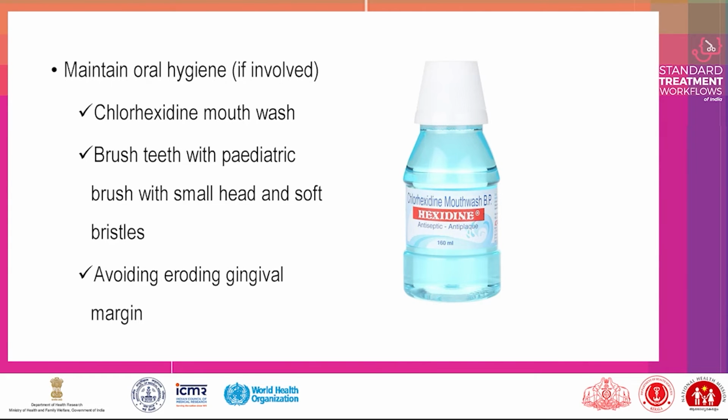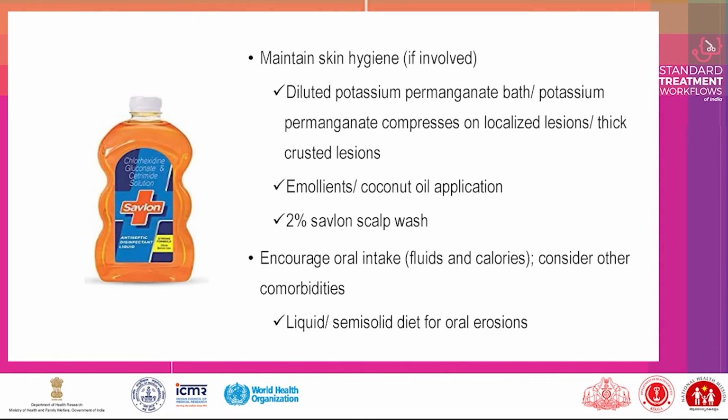Maintain oral health: chlorhexidine mouthwash. Brush teeth with a pediatric brush with a small head and soft bristles, avoiding eroding the gingival margin. Maintain skin hygiene: diluted potassium permanganate bath, or potassium permanganate compresses on localized lesions or thick crusted lesions. Emollients or coconut oil application. 2% Savlon scalp wash. Encourage oral intake. Consider other comorbidities. Liquid or semi-solid diet for oral erosions.